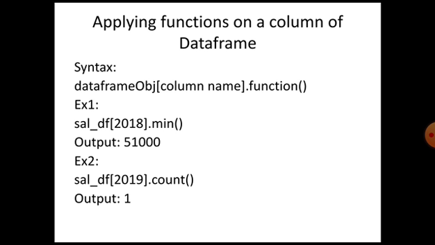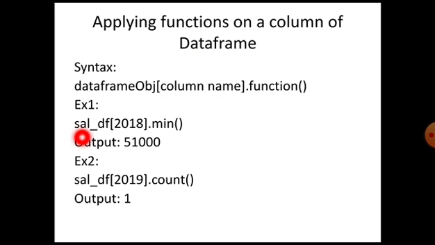option is to use the function along with the column of a data frame, means a single column. So how a single column is referred? The single column is referred as data frame object, means data frame name, and in square bracket specify the column name dot the function which you want to use. So it is a general syntax of using a function along with a single column.